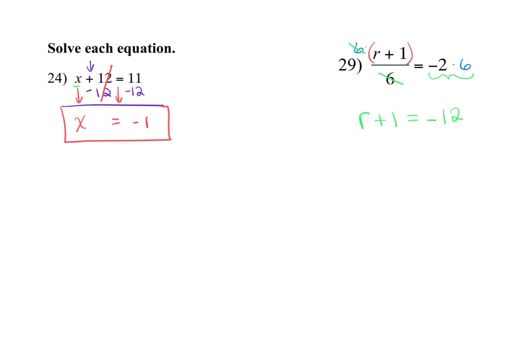And now I have a basic one-step equation. I have an r plus 1. I need to move it over. Since it is adding, I need to subtract. If I subtract on the left, I have to subtract on the right. On the left-hand side, that cancels. I'm left with just the r. I need to bring down that equal sign. Negative 12 minus 1 is negative 13. And so that is my answer there.